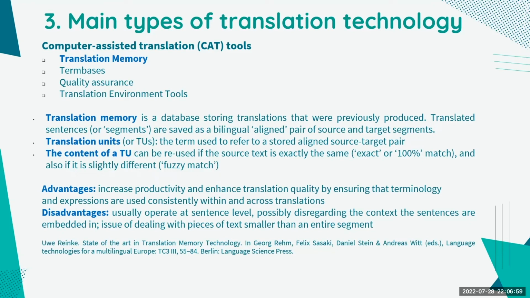The content of a TU can be reused if the source text is exactly the same. We call it 100% match or exact match. And also, if it is slightly different, we call it fuzzy match. So the advantages are it increases productivity and enhances translation quality by making sure that the terminology and expressions are used consistently within and across translations.